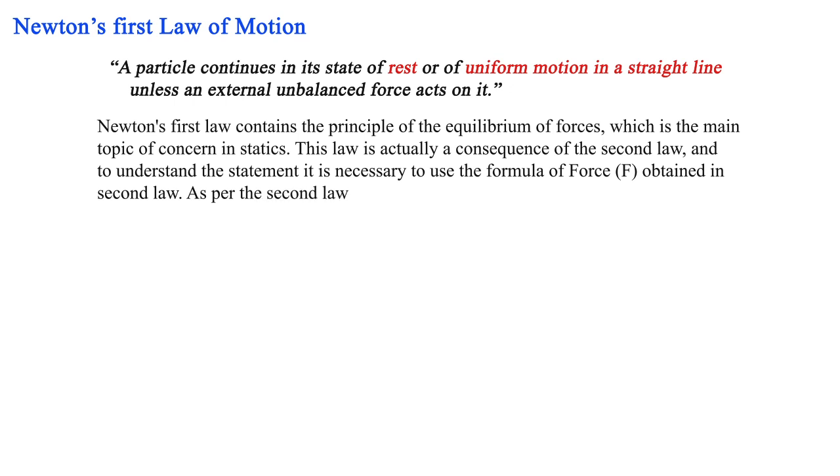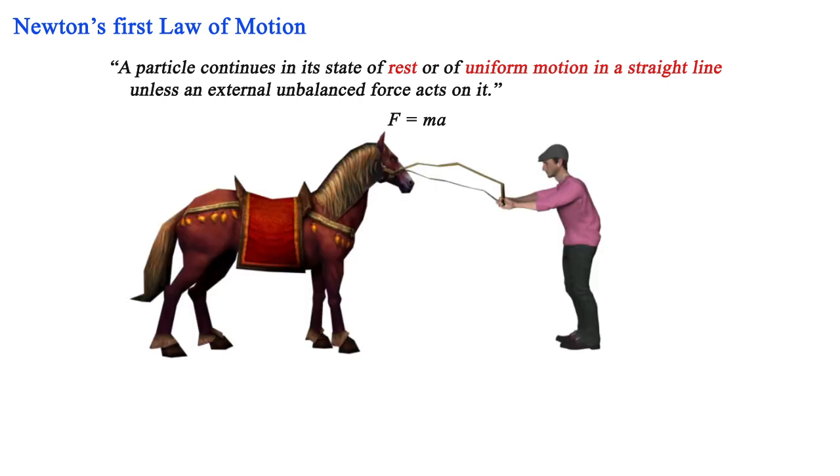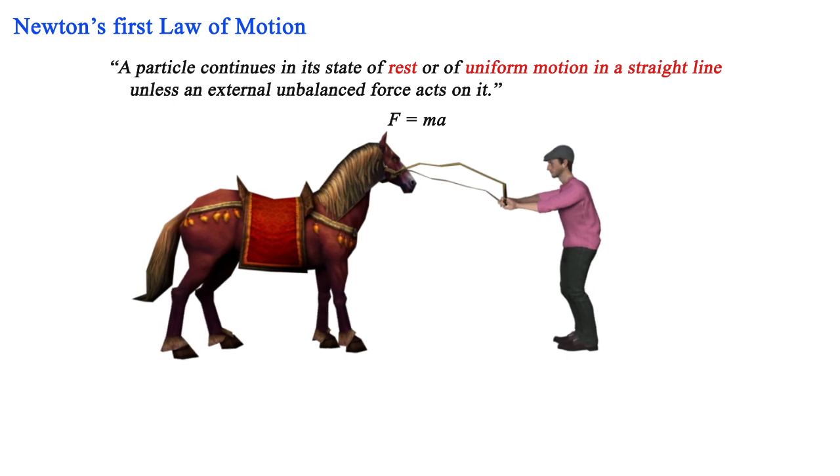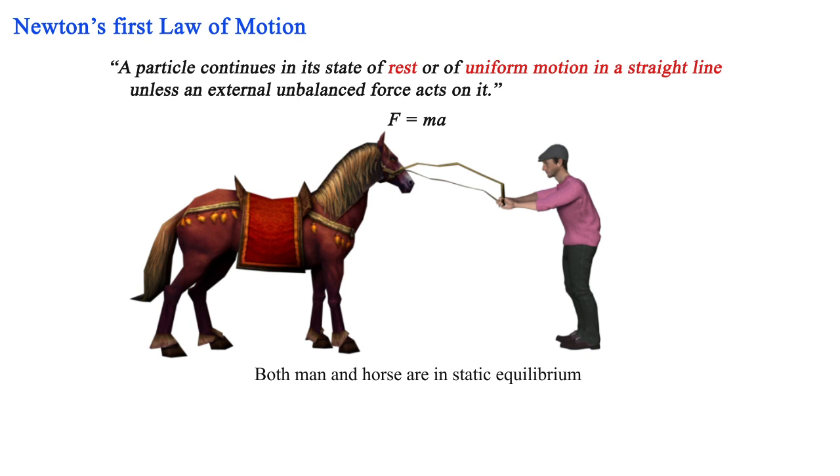As per the second law of motion, force F is equal to the multiplication of mass of the body m and acceleration a. Let us see the first part of the first law, which states that a particle at rest will remain at rest if an external unbalanced force does not act on it. As per this statement, if the body is at rest, its acceleration is 0. So the above equation becomes: if the body is at rest, then acceleration is equal to 0, force is equal to 0, which is the condition of static equilibrium.